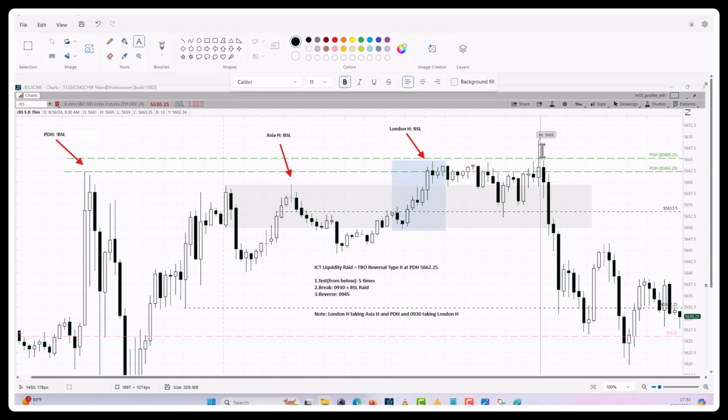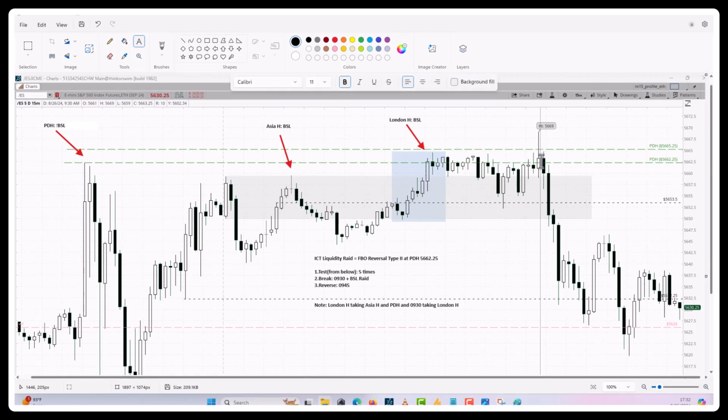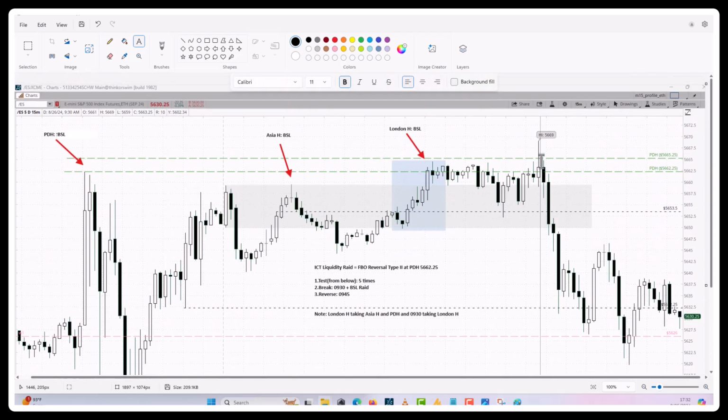Sometimes we mistake, and this can be a test from below, right? And then what? Break it. But that is another setup, but it didn't happen this time. So another confluent factor we have is that it raided the London, raided the previous day high, and then at 9:30 it raided the London high. So here is just a liquidity raid. It's not going to break this level. So that is a fake breakout at this level, right here at 52.62.